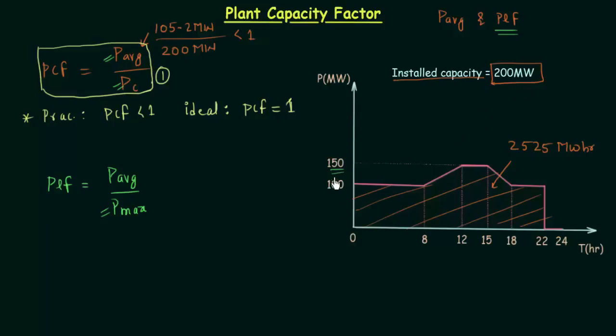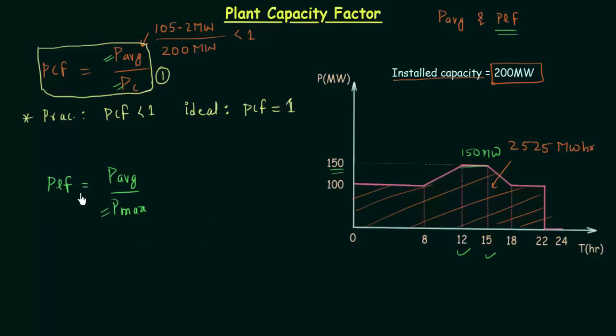In this case, the maximum load is equal to 150 megawatt. It is less than the installed capacity. So 150 is the maximum amount of power the power plant has to supply in one day. You can see it is from 12 hours to 15 hours. The maximum power 150 megawatt. So from 12 hours to 15 hours, power plant has to supply this maximum amount of power. So I think these three terms are clear to you.